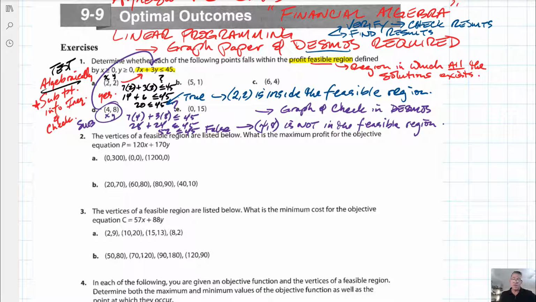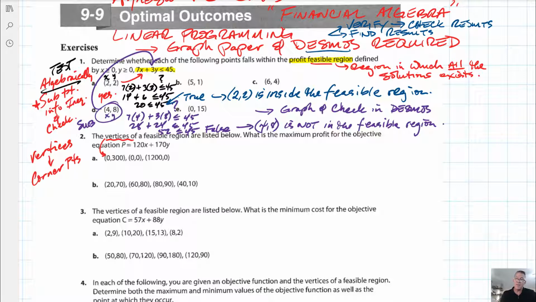All right, number 2. The vertices of the feasible region are listed below. So these are vertices right here. They're corner points. So vertices are the same thing as corner points. So I talk about the corner point principle. Corner points and vertices are the same thing.